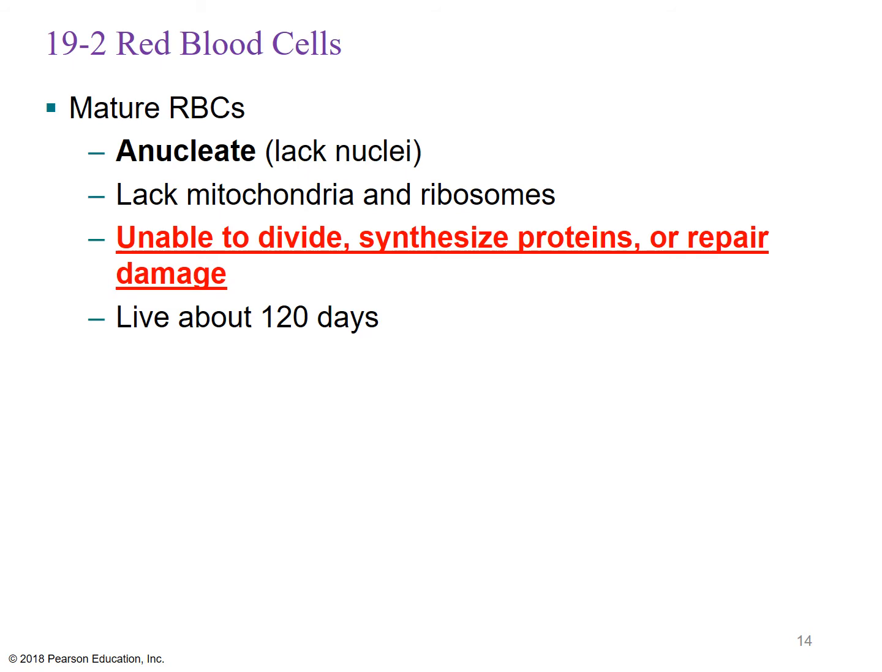So do not forget that number, 120 days, because they are not able to do those things that you see listed in red. Therefore, we're going to constantly need new supplies of red blood cells, and we will get them every single day.